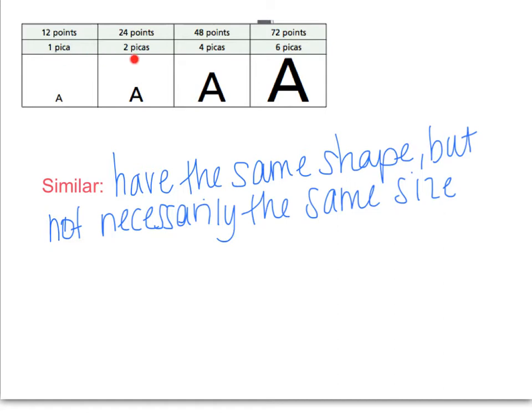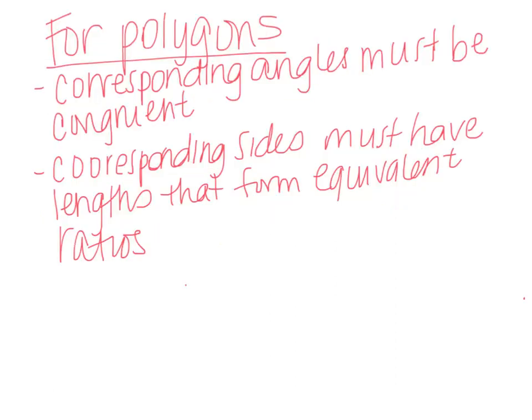If you look up here at the top, you'll notice a pattern. They're always doubling. So 1 doubles to 2, which doubles to 4, which doubles to 6. And it's the same thing. 12 doubles to 24, which doubles to 48, which doubles to 72. So they are similar figures.